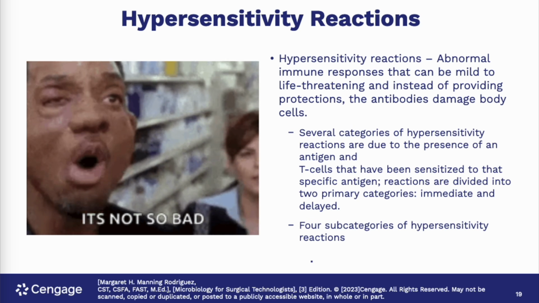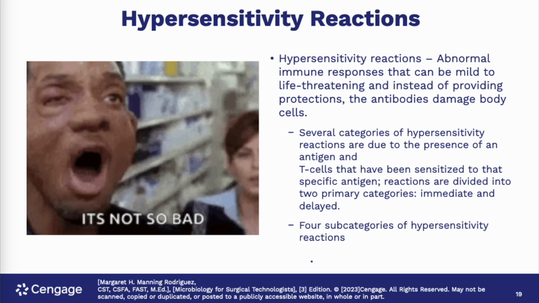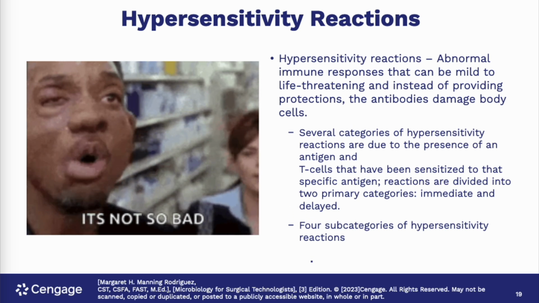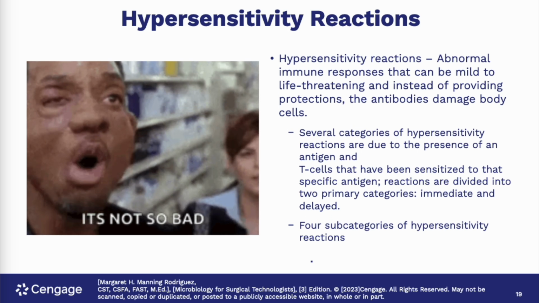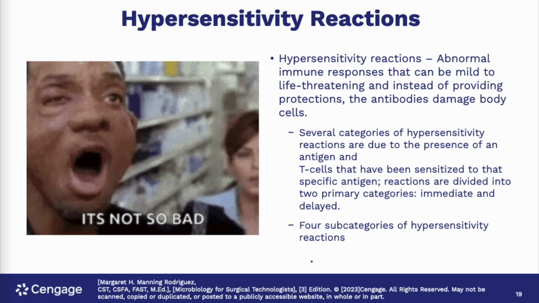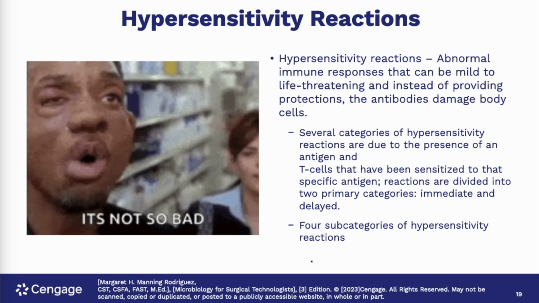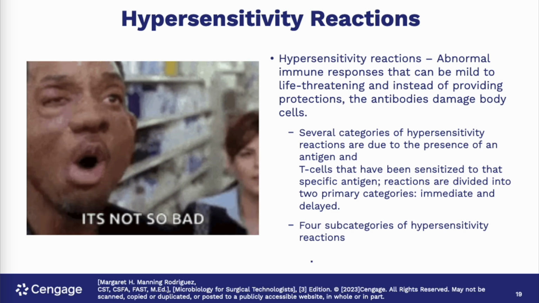Type 2, which is antibody dependent, occurs immediately after antigen exposure and often results in cell destruction. Type 3, immune complex. This type of reaction leads to inflammation and tissue damage due to immune complexes that form between antibodies and antigens. And type 4, delayed type or cell mediated. These do not involve antibodies, but instead involve sensitized T cells.